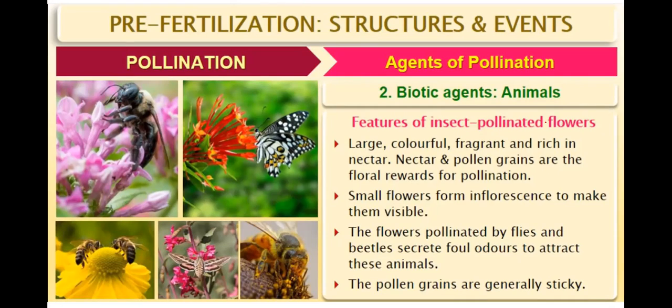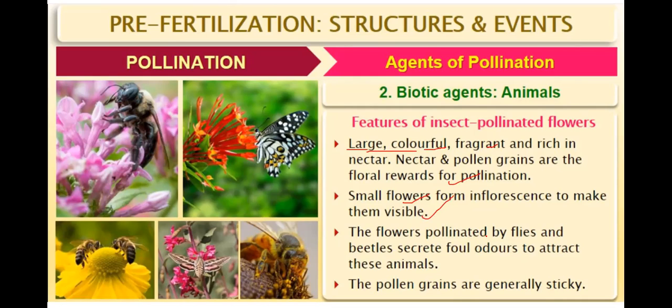Features of insect pollinated flowers: they are large, colorful, fragrant, and rich in nectar. Nectar and pollen grains are the floral rewards for pollination. Small flowers form inflorescence to make them visible.